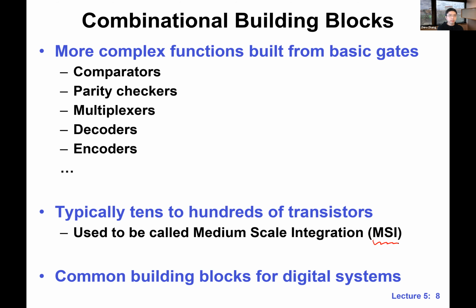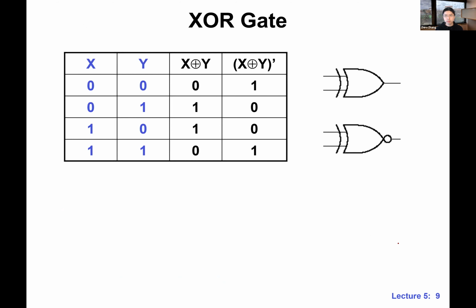Okay, so let's start with comparator and parity check. But before that, I actually need to introduce something that you guys probably already know. It's called exclusive OR, or XOR. This is another very commonly used two-level gate. It's a two-input gate, so let's start with two inputs and one output.